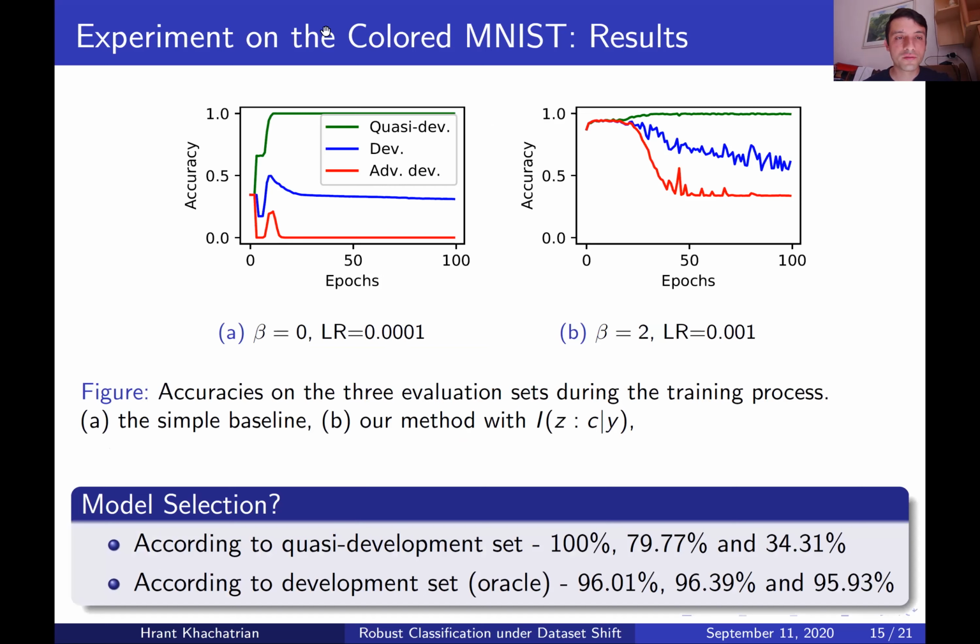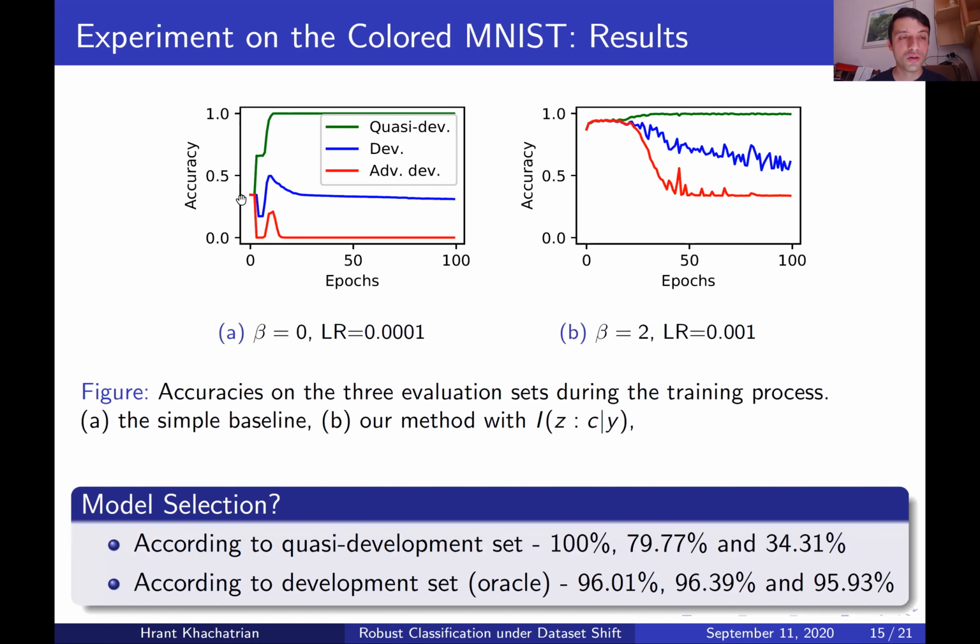Here are the results. On the left, you have a regular model. That's what Hrant called ERM, which is empirical risk minimization, a regular convolutional neural network. When it starts to learn, it gets to 60% accuracy and then jumps to 100% accuracy on the quasi-development set, which means that it learned to perfectly classify the digits, but this only happens on the part of the development set which uses the same colors as the training set, which means that it probably memorizes the colors. It does not look at the digit itself, it just looks at the color.